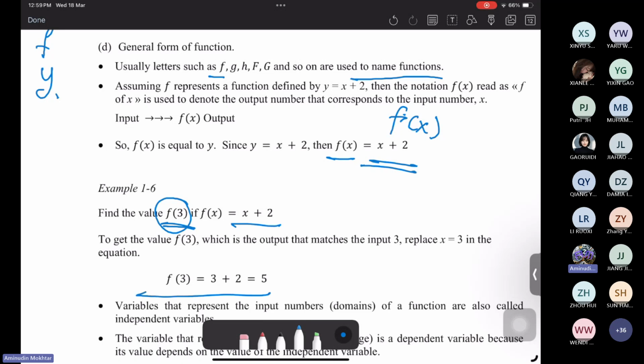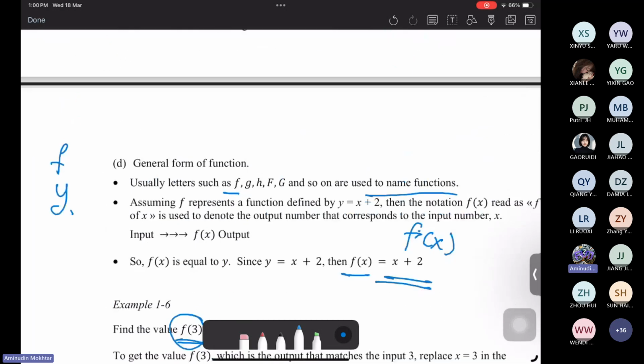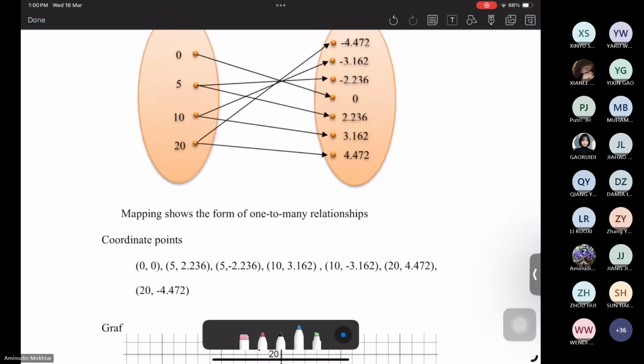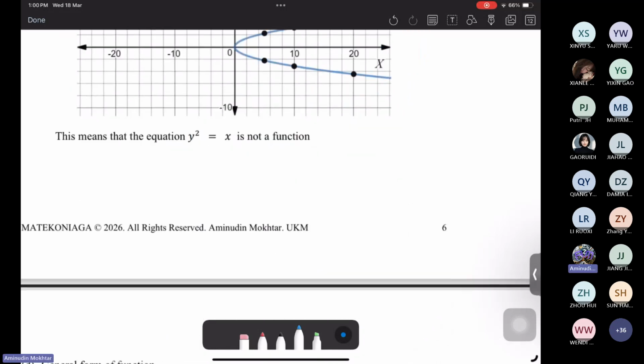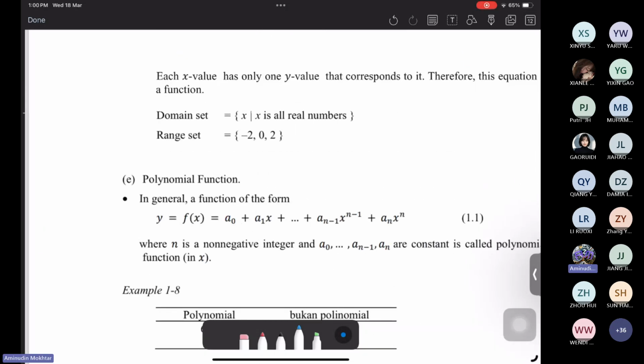It's quite easy to apply this concept, to apply this method in mathematics. In order to find the value of f(3), we just replace x with 3 in x plus 2. And then, okay, that's the coordinate point. Okay, what's next? Okay, this equation.